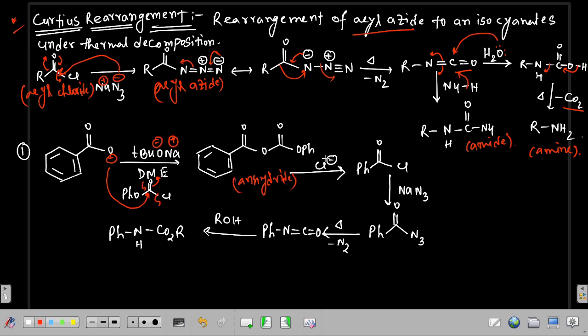Now this chloride will again attack on the carbonyl, and it leads to the removal of this carboxylate ion, and it leads to the formation of this acyl chloride. And in presence of sodium azide, it leads to the formation of acyl azide. Now in presence of this heating condition, it undergoes removal of nitrogen, and it leads to the formation of isocyanate.